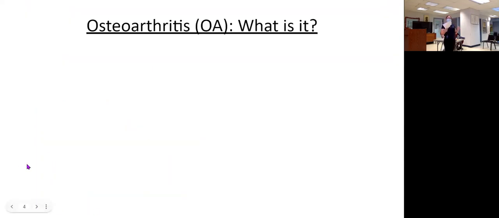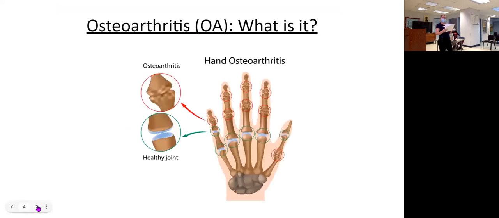So what is osteoarthritis? Now, there's a lot of different types of arthritis. The one I'm referring to is osteoarthritis. It's different than rheumatoid arthritis, which is where the immune system attacks the joints, the lining on the joints. I'm going to give you a sample of what osteoarthritis looks like.